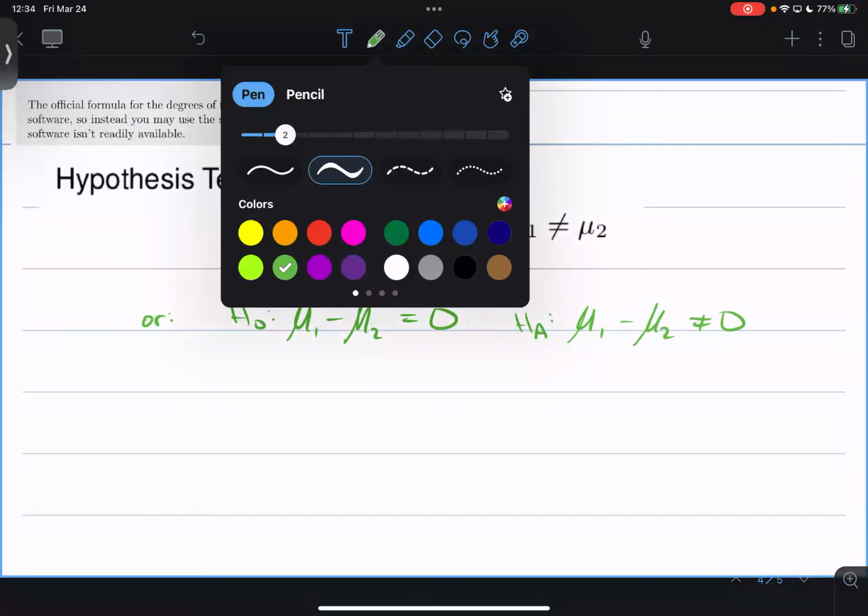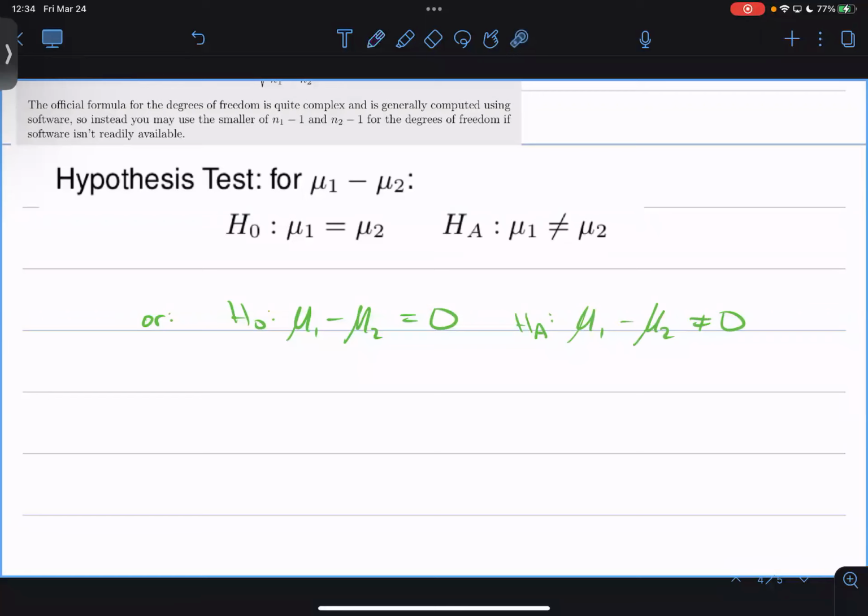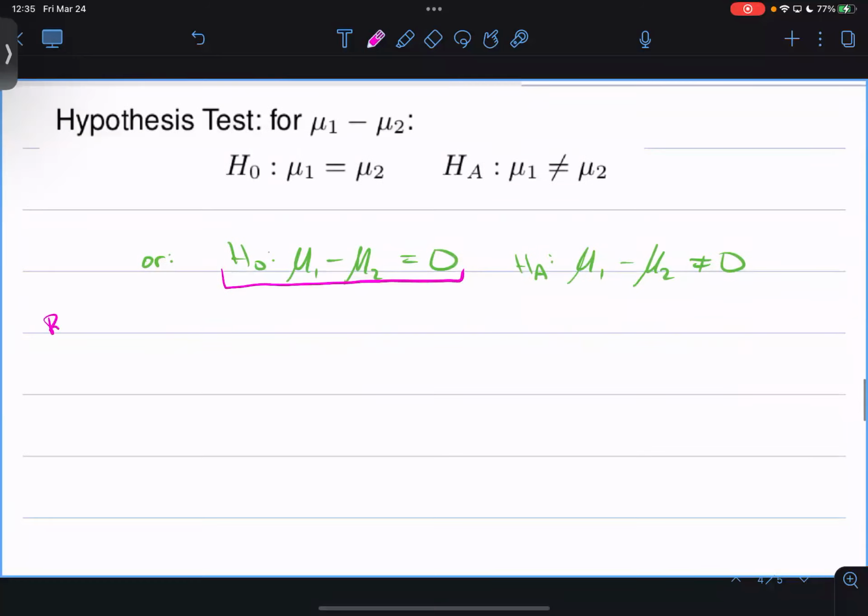Because we do all our hypothesis testing assuming that the null hypothesis is true, that simplifies our test statistic. So remember, we do all our testing assuming H naught is true.